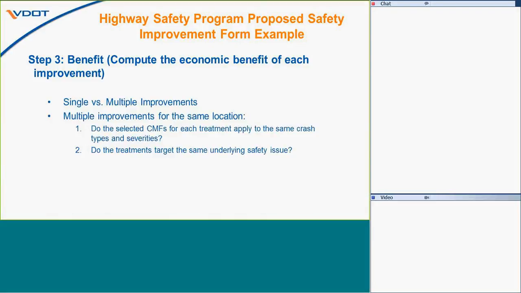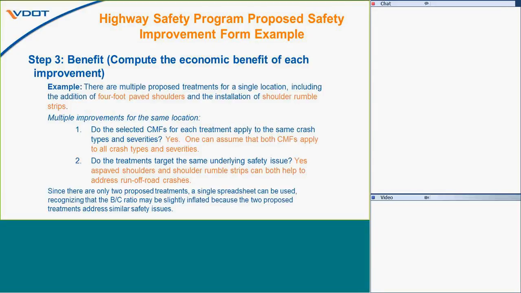So again, we talked about this very briefly, you might have to fill out various sheets for calculating the benefit cost ratio. So let's go through an example right now. The example is that there are multiple treatments for a single location, including 4-foot paved shoulders, and then installation of a shoulder rumble strip.